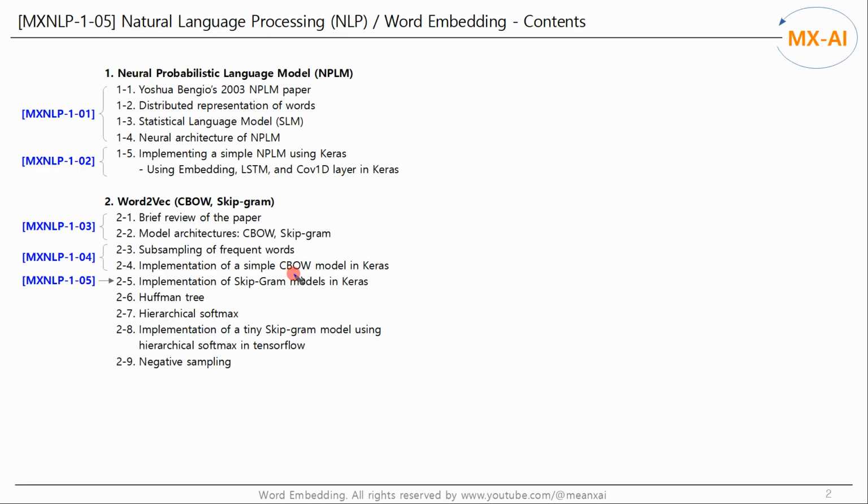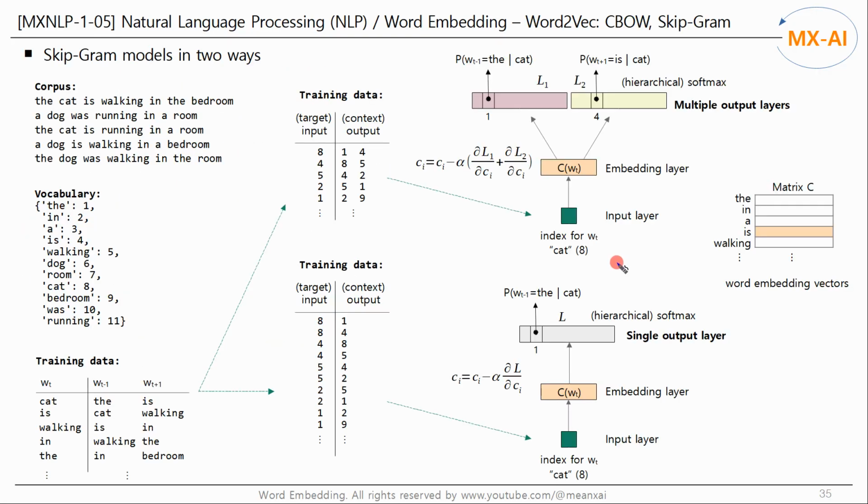In the last video, we implemented a simple CBOW model. In this video, we'll implement skipgram models in Keras. The skipgram model can be implemented in two ways as follows. One is to use multiple output layers, and the other is to use one output layer.